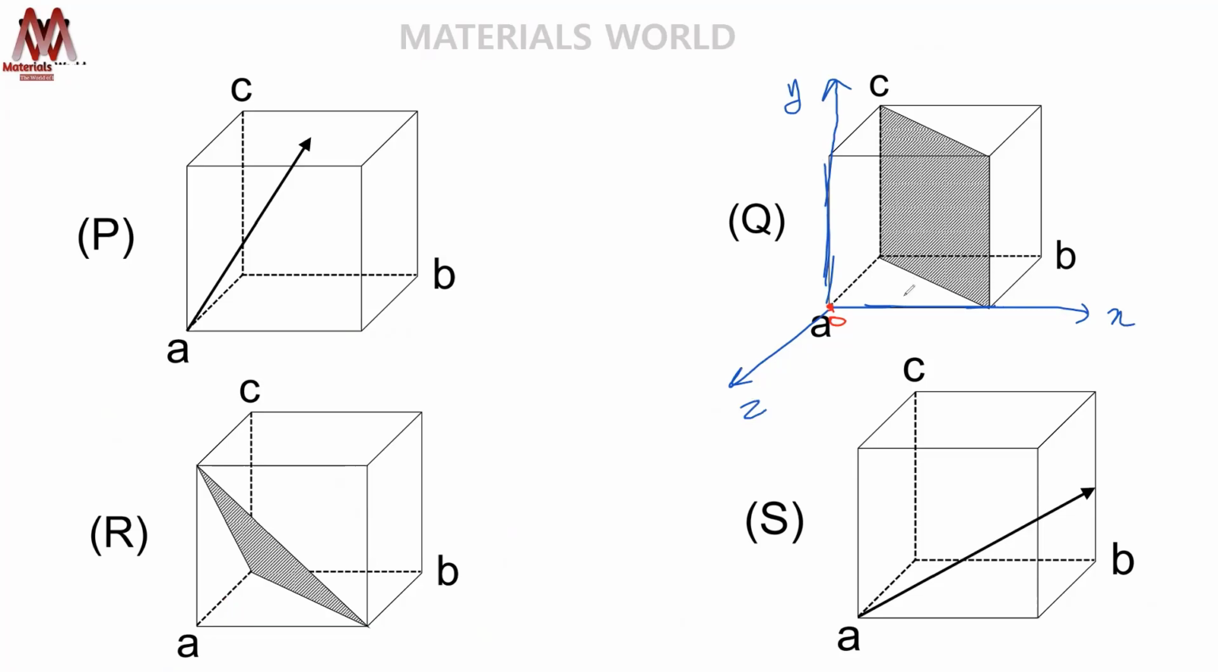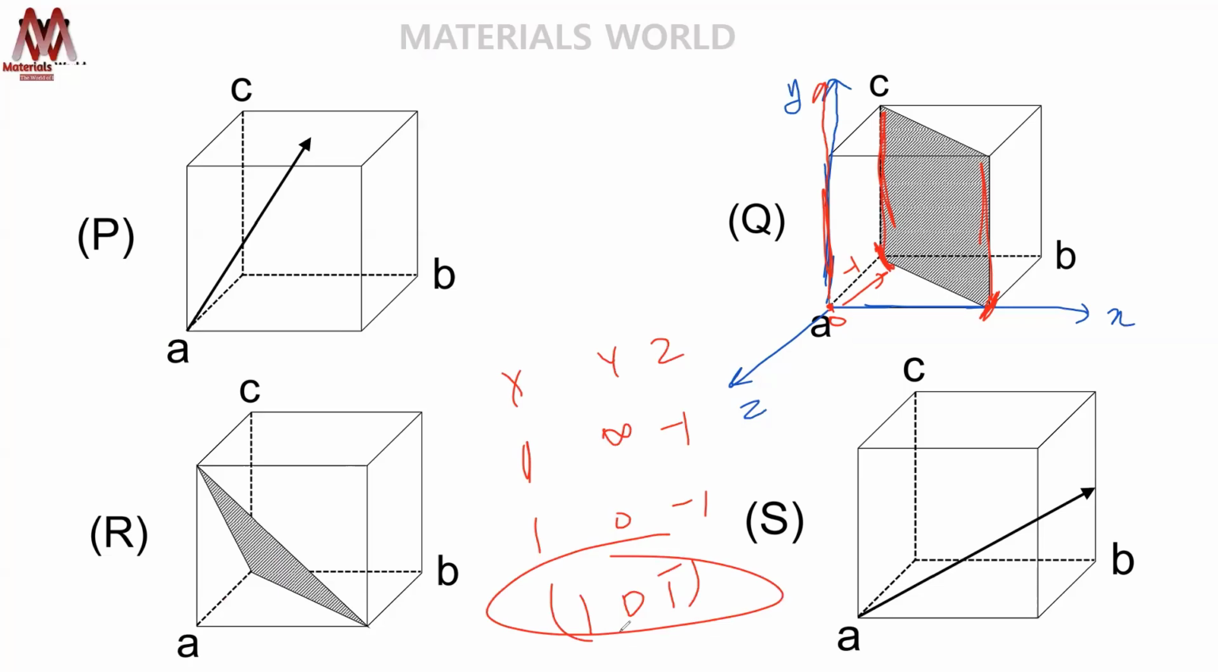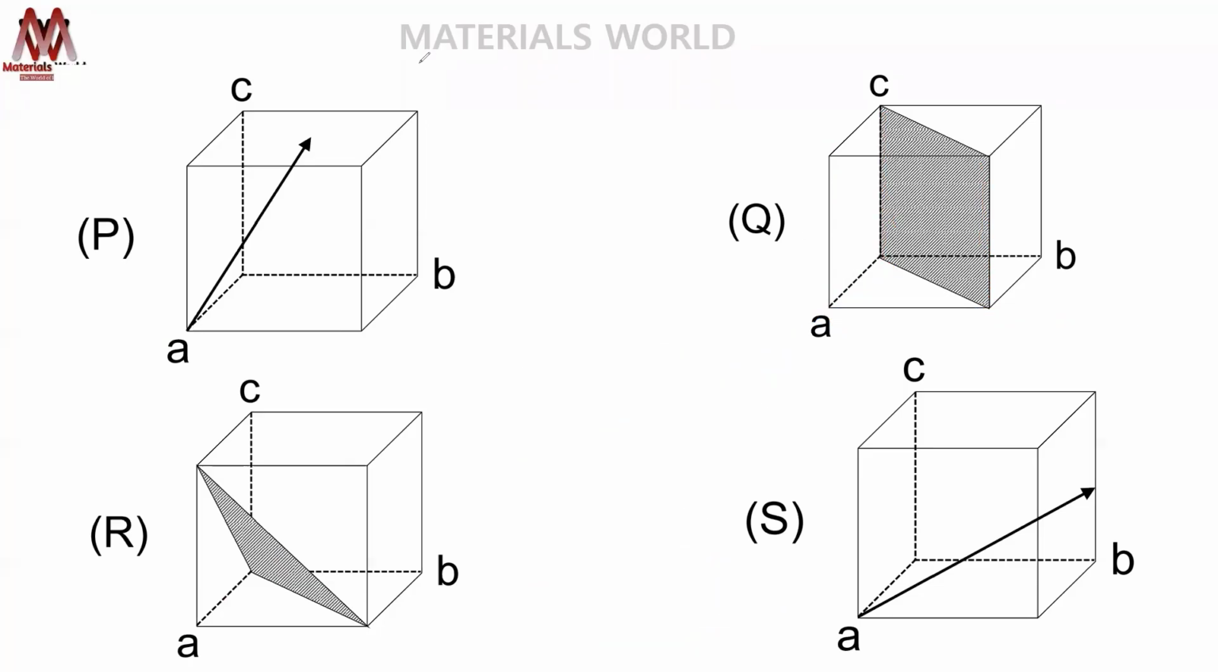So x, y, z. Okay. So it's cutting one distance in x. Similarly, minus one distance in z, and it's parallel to, as you can see here, the y-axis. So infinite. Now take the reciprocal. So 1, 0, minus 1. So the plane will be 1, 0, 1 bar. As simple as that. Okay. So my Q is 1, 0, 1 bar. And you can now easily match.